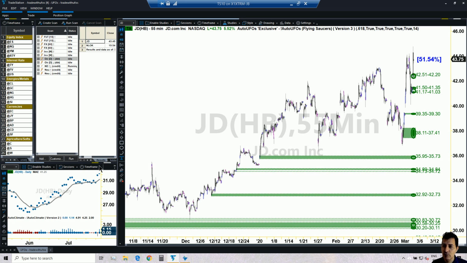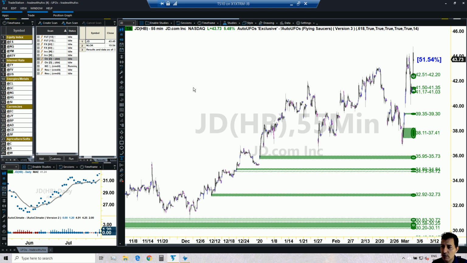Well, we have good news. The average is 41.20 something, and 41.20 something falls within those two grouped UFOs that basically overlap each other. Okay, that's where it is. So in other words, this price range set by the two green UFOs certainly qualifies as a good entry for a long trade.